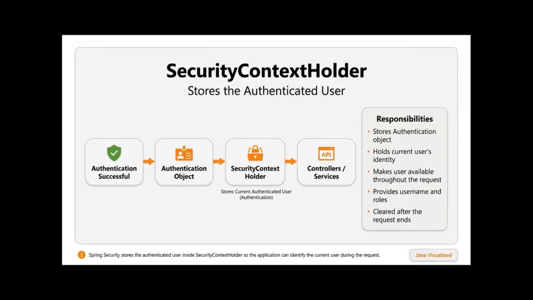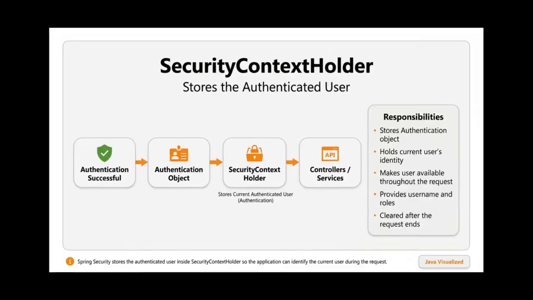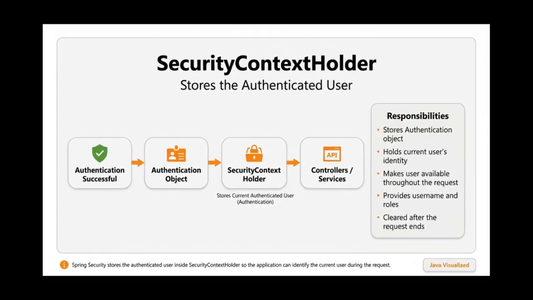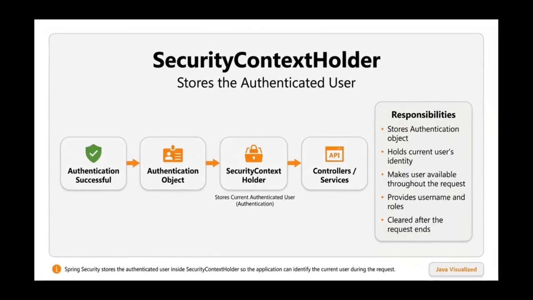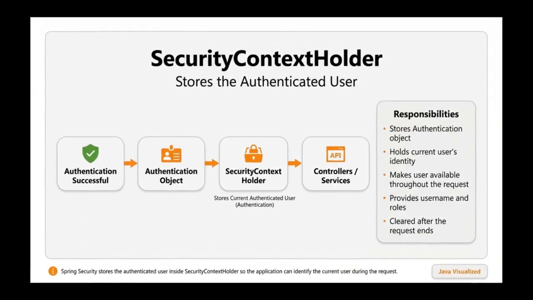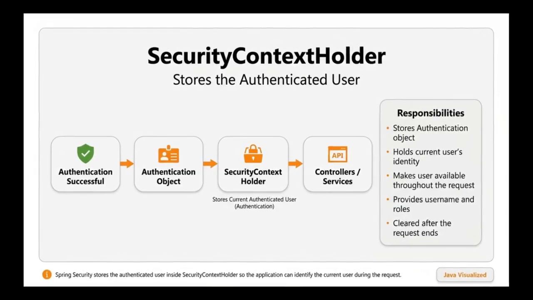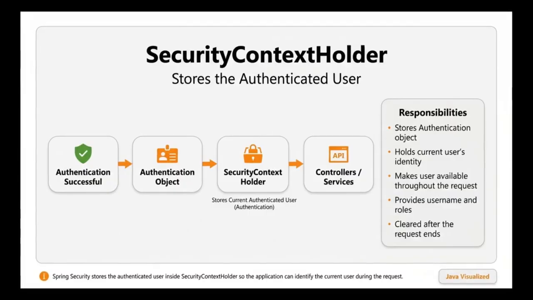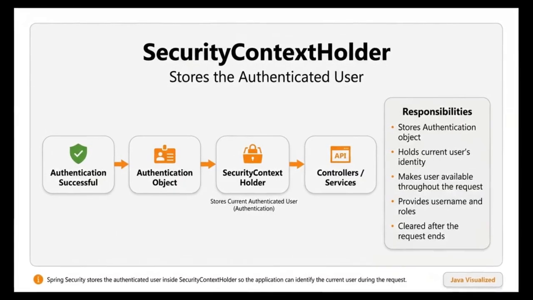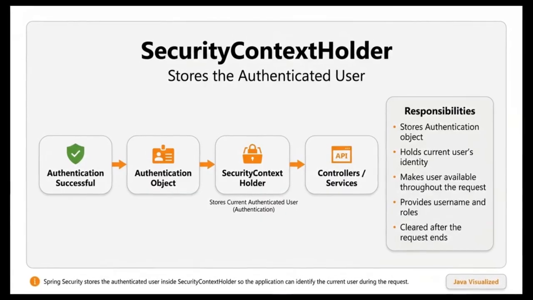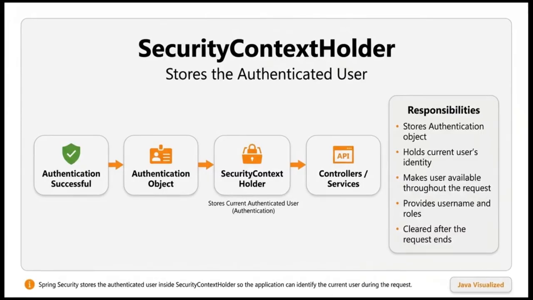Once the user's credentials are successfully verified, Spring Security creates an authentication object containing the user's details and authorities. It then stores this object inside the security context holder. Think of the security context holder as a secure container that keeps information about the currently authenticated user for the duration of the request. Whenever your application needs to know who is making the request, Spring Security retrieves the user's information directly from the security context holder instead of asking the user to log in again.